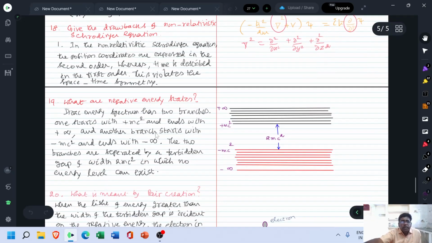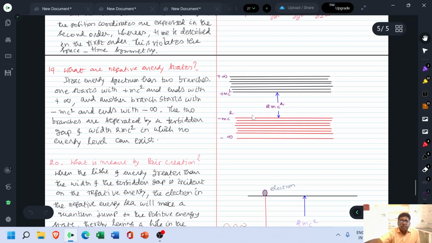What are negative energy states? The Dirac energy spectrum has two branches. One starts with plus mc square and ends with plus infinity, and another branch starts with minus mc square and ends with minus infinity. The two branches are separated by a forbidden gap of width 2 mc square, in which no energy level can exist. This is called the negative energy state.